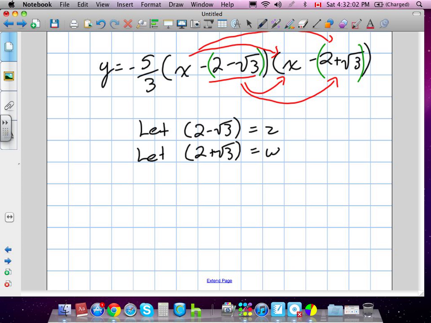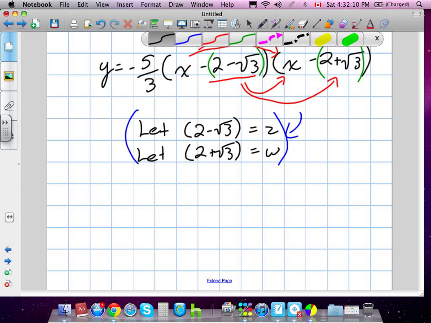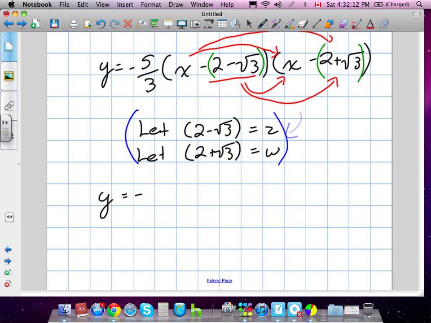It may take a little longer this way, but it'll stay a lot more organized. So what I'm going to do now, instead of that distributive like I said, negative 5 over 3, I'm replacing x subtract. Remember I said 2 minus root 3 will be z? So this becomes z. And x minus 2 plus root 3 is w. Well, now I can FOIL easily.